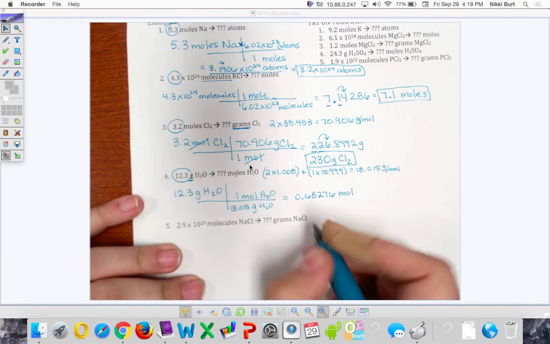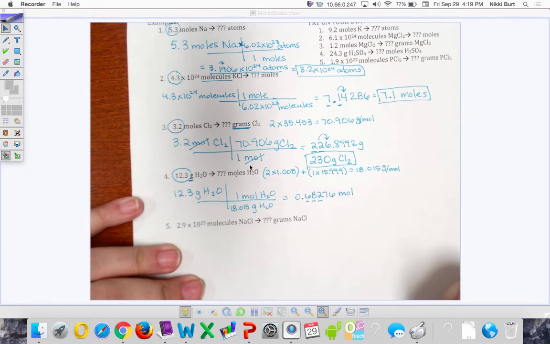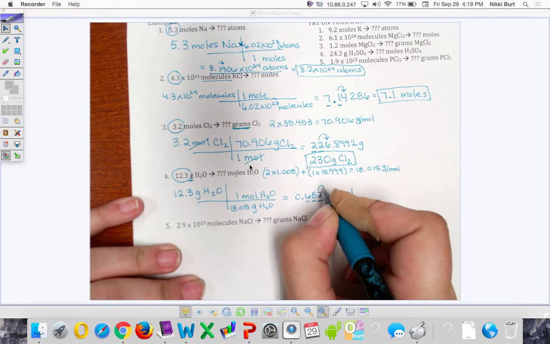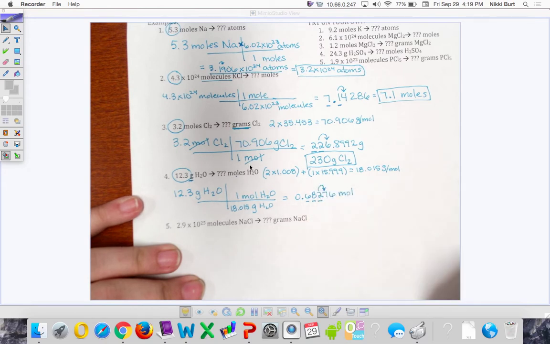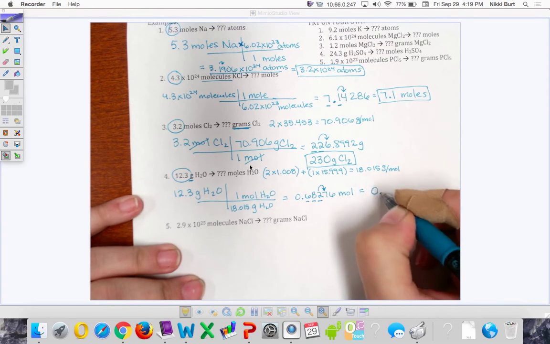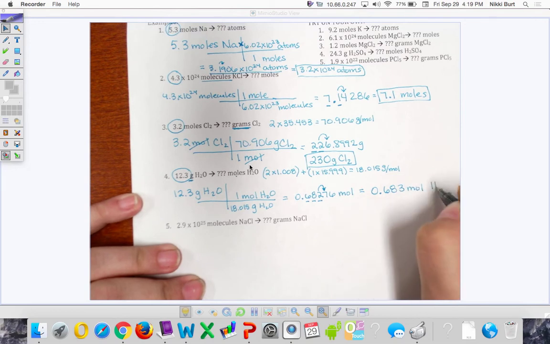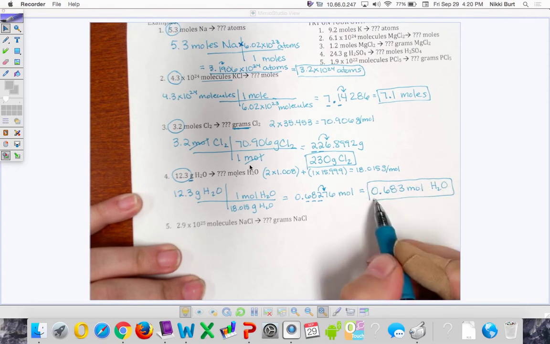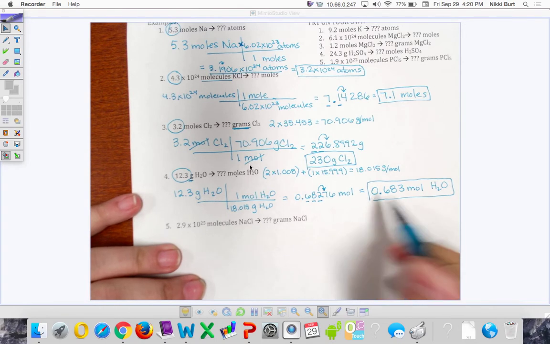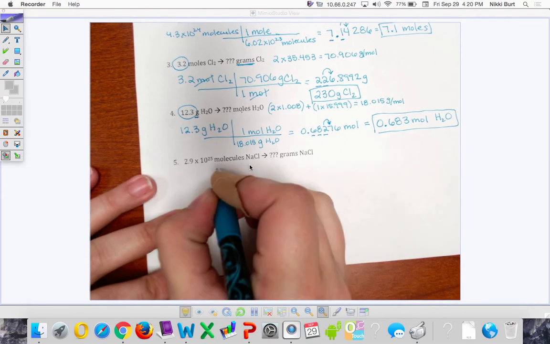This would be moles, but again, we check our sig figs. There are 3 in the original problem, which means our answer can only go to 3. So this is 1, 2, 3 sig figs. Check the next number over. That 7 does cause rounding up, so we would report our answer as 0.683 moles of H2O. And remember, a leading 0 never counts, so it's okay for me to put that 0 there. It's not significant, so it's not affecting the problem.